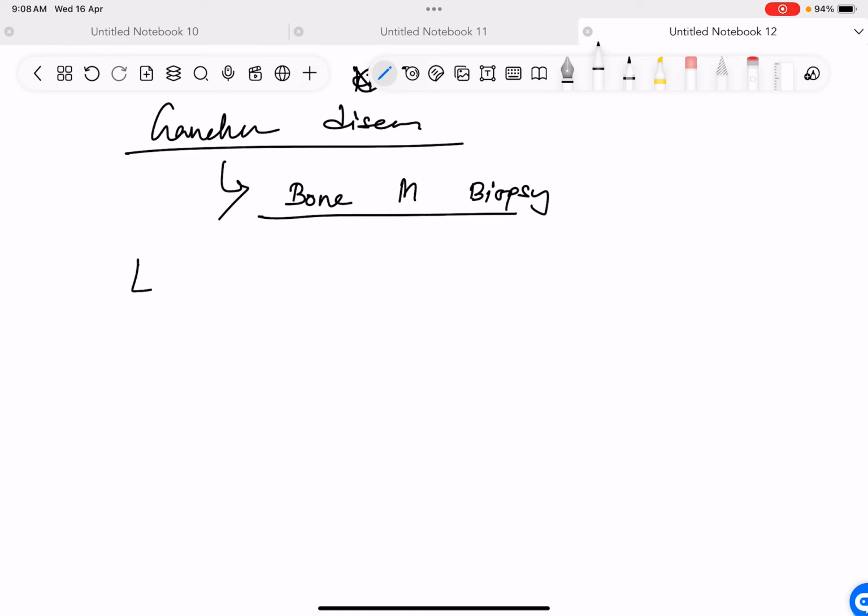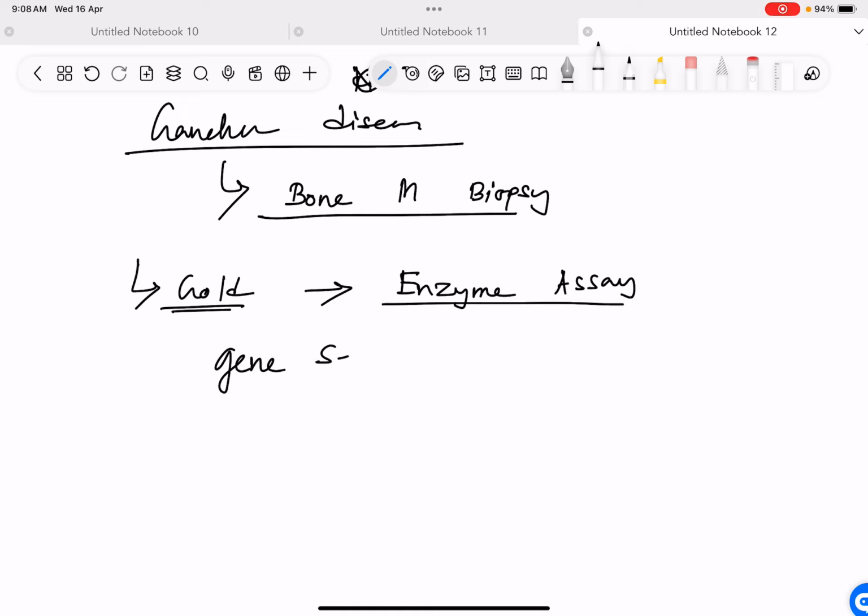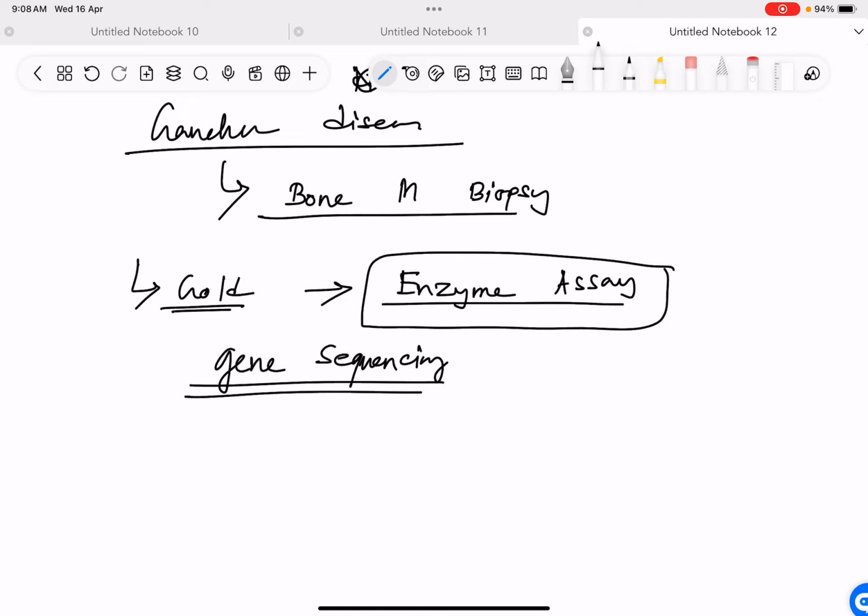The gold standard diagnosis for Gaucher disease is just the enzyme assay. Enzyme assay is the gold standard, but not gene sequencing. Gene sequencing is not the gold standard for Gaucher. The enzyme assay, that is the activity of the enzyme beta glucocerebrosidase, the detection of the activity of the enzyme, is the gold standard test in Gaucher disease.